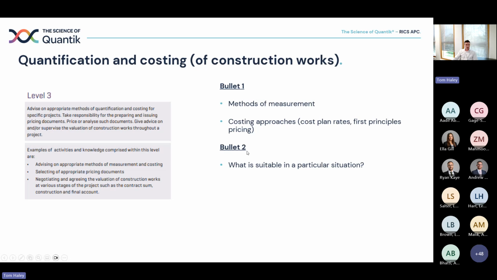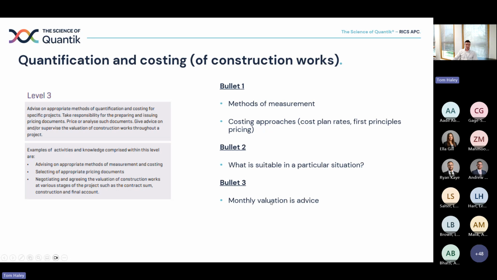Bullet 2 on pricing documents. Do you need a full bill of quantities if you're just getting some market rates for some initial cost advice? Or do you need a full bill because you are procuring, you are going to go into order, and headline rates are no longer suitable for the contract? So advising on what's suitable in a particular situation.